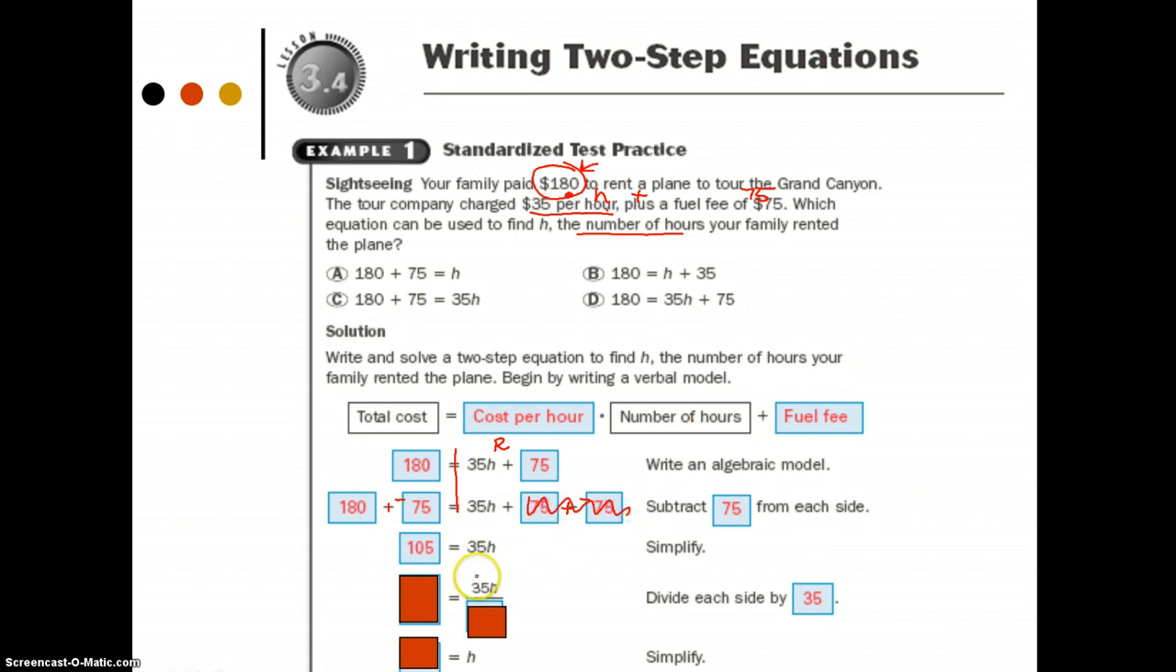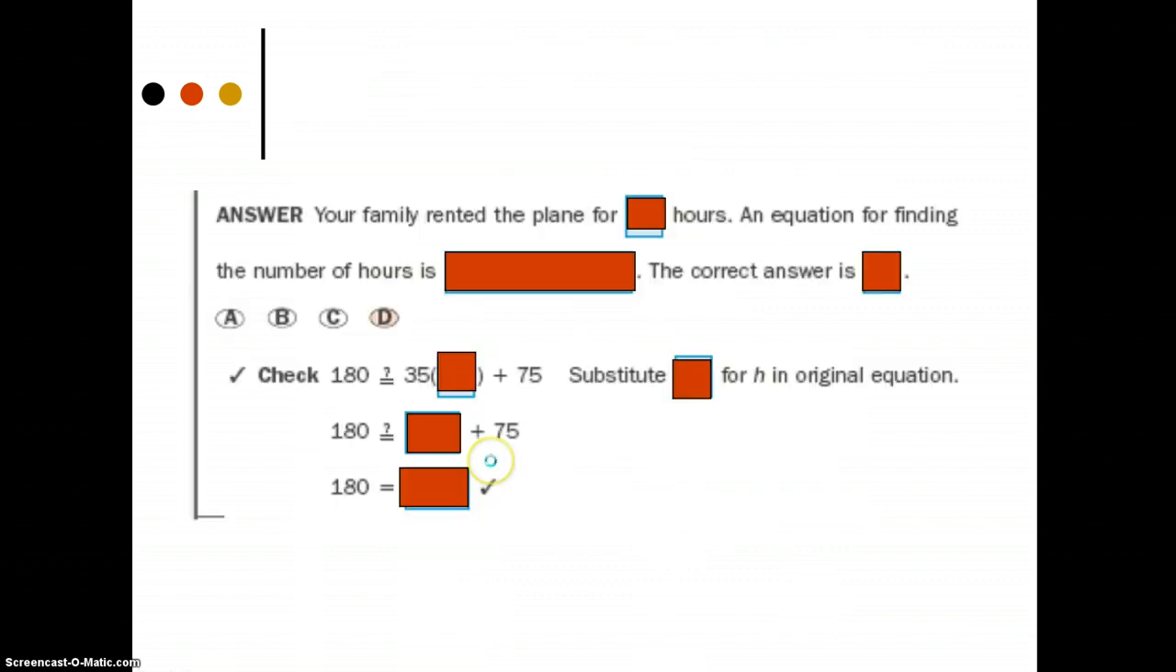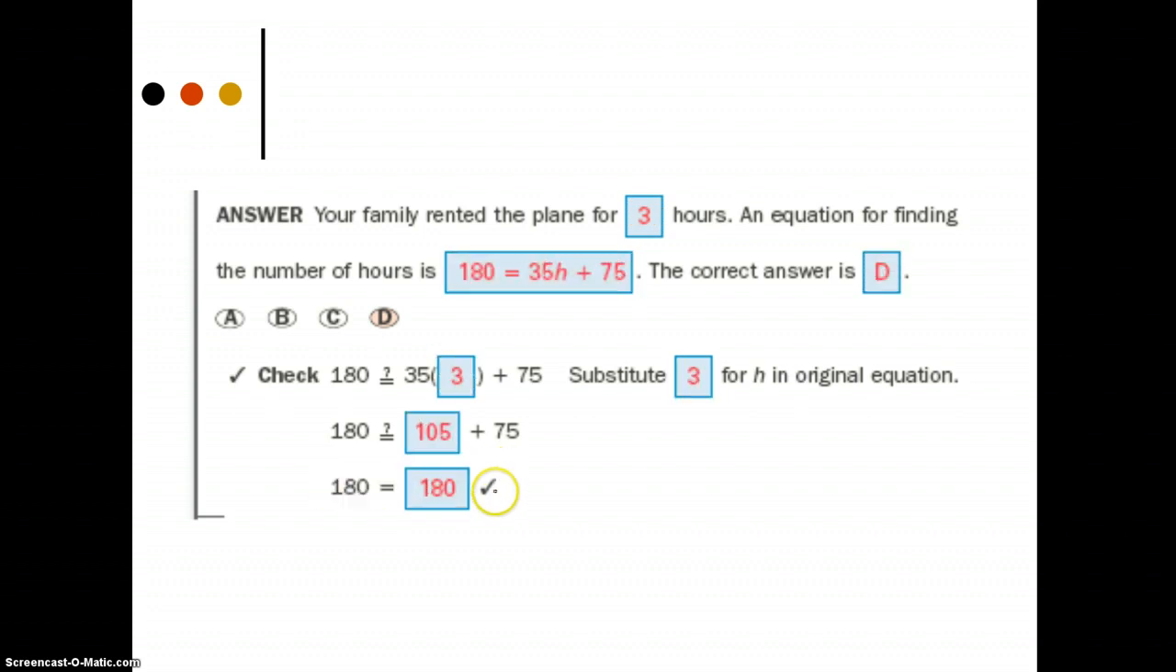You're left with 35h. Divide each side by 35. 105 divided by 35 is 3. Remember, you can always go back and check by plugging in the 3 to verify that you do get 180. And here is the check. The correct answer is D.